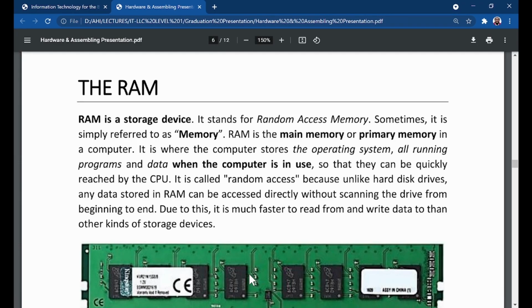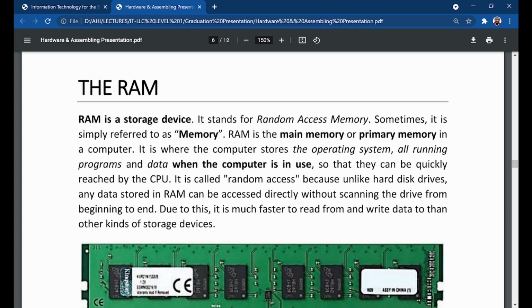So your RAM is a storage device, and it stands for what? Random Access Memory. Sometimes it is simply referred to as memory. Do you get it? Sometimes it is simply referred to as memory. Now, RAM is the main memory or primary memory in a computer. We can also say that RAM is the main storage or primary storage in a computer.